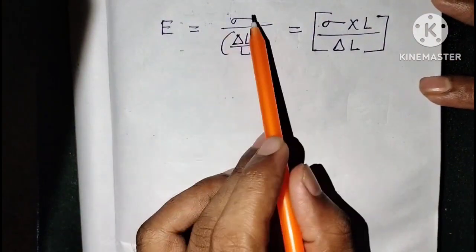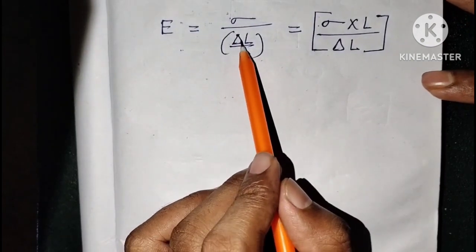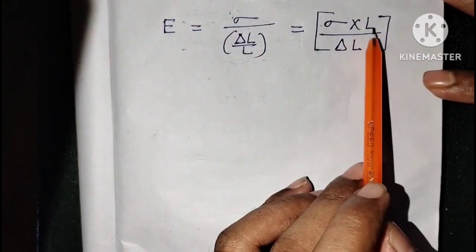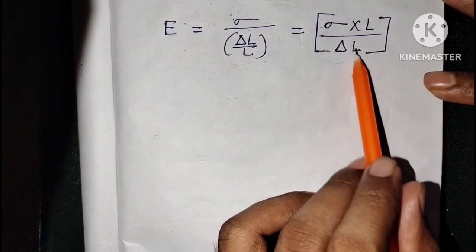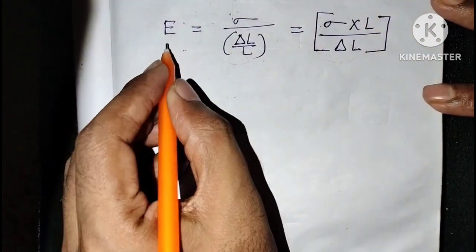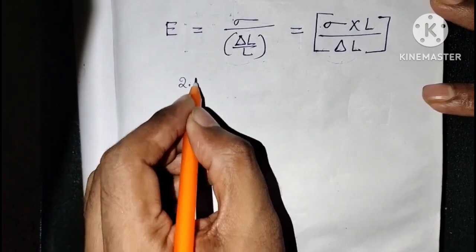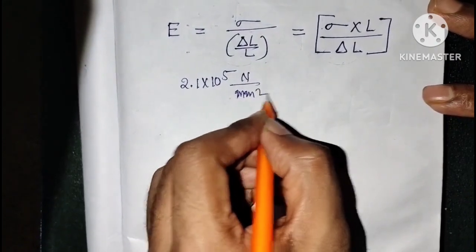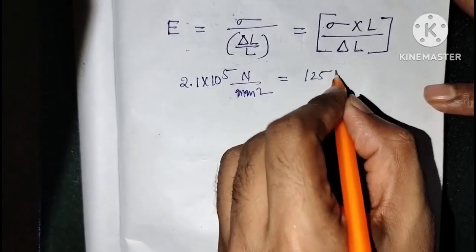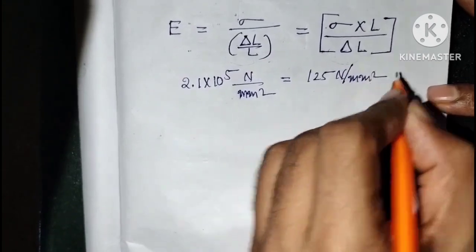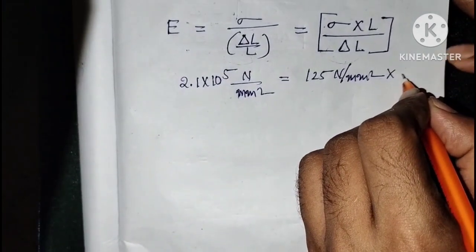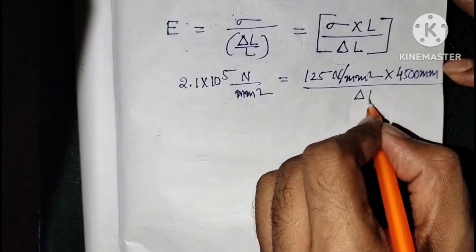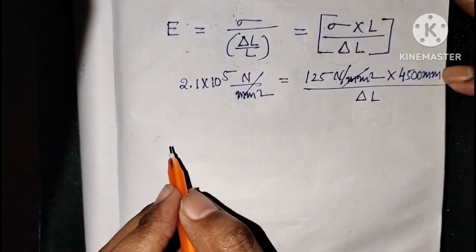Young's modulus is equal to stress by strain, and strain is change in length by original length. So the reciprocal of delta L by L is L by delta L. Here we need delta L, so substitute the remaining values. Young's modulus is given as 2.1 into 10 to the power of 5 Newton per mm square, is equal to stress given 125 megapascal, 125 Newton per mm square, into the original length of the specimen 4500 mm by delta L. So Newton per mm square gets cancelled.